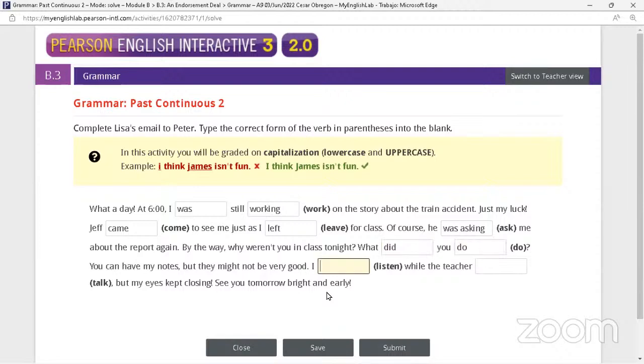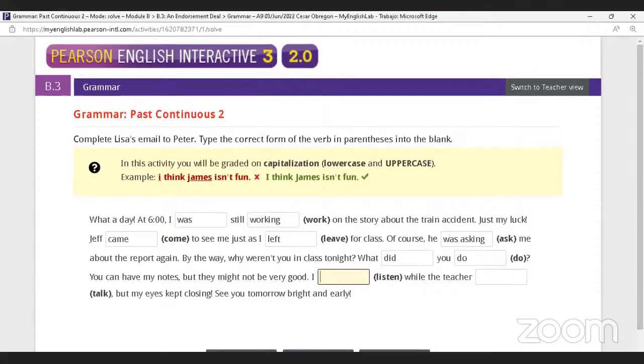You can have my notes, but they might not be very good. I was listening while the teacher was talking, but my eyes kept closing.